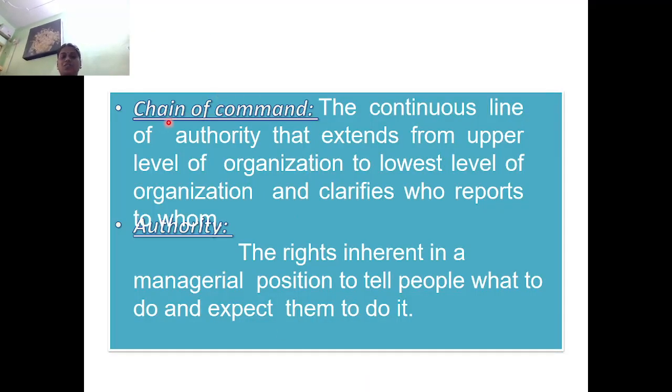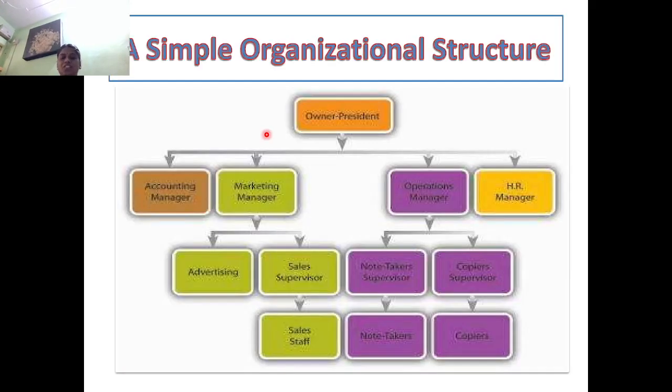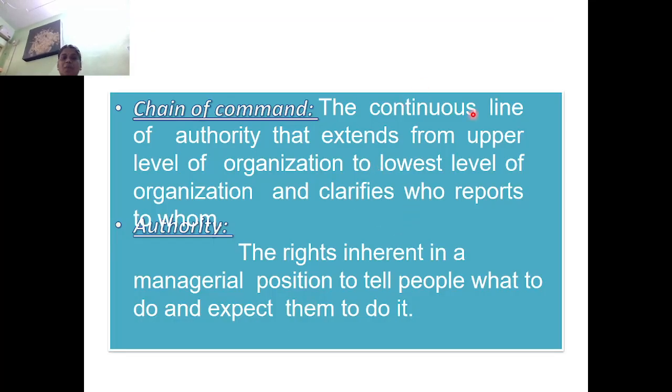Next, what is there? Chain of command. If you see, here the power flows from the president to the manager, then to the ultimate person. So the chain of command is a continuous line of authority that extends from the upper level of the organization to the lower level, and it clarifies who reports to whom.